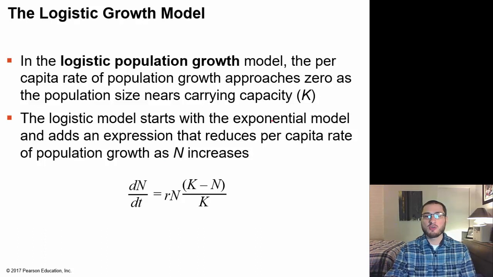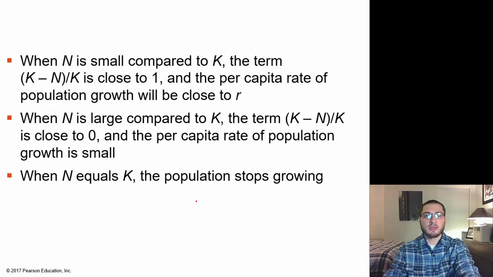We're not saying that there's going to be zero organisms, but the growth is going to be zero. So we show it as this equation right here, where the change in the population over the change in time is equal to R times N times the carrying capacity minus N over the carrying capacity.